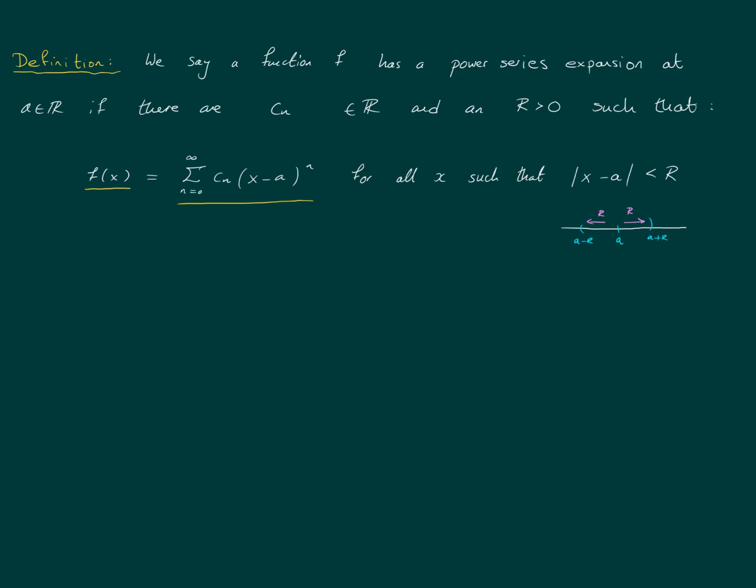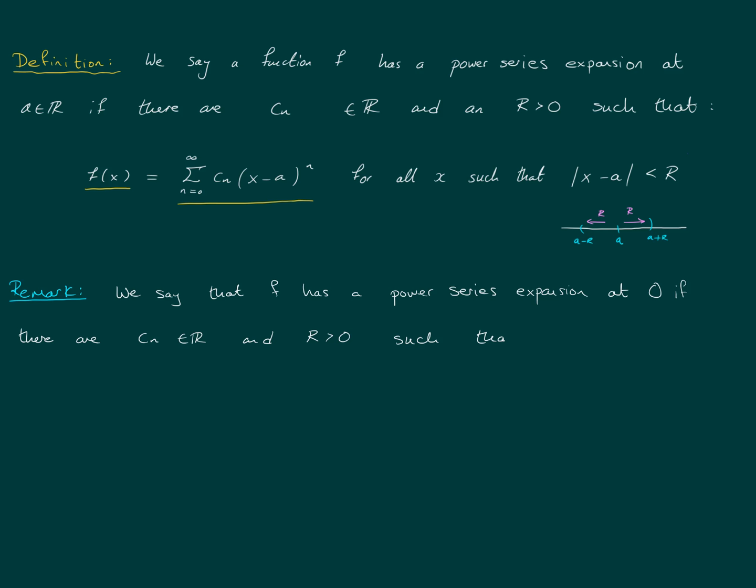Okay, so remark. We say that f has a power series expansion at zero if there are, again, a collection of numbers cn, all elements of R, and a positive number capital R, such that f of x equals the sum n equals zero to infinity of cn x to the n for all x such that the absolute value of x is less than R. Okay, so this is just a rehash of the definition with a set equal to 0.